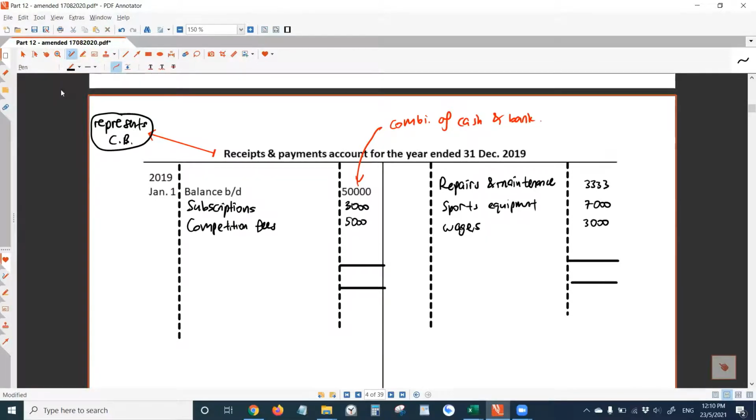Then, see which side is greater. That means you do balancing process. Debit side is greater, right? So, total of the debit side, 58,000. Copy this amount to the other side, 58,000. Now, do a deduction. 58,000 minus the three amounts on the credit side. You tell me what you would get.